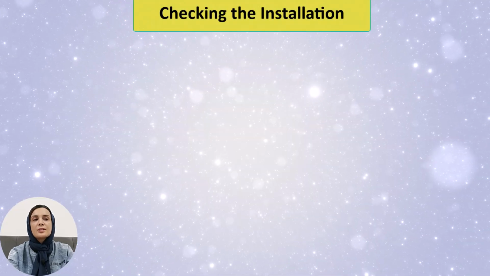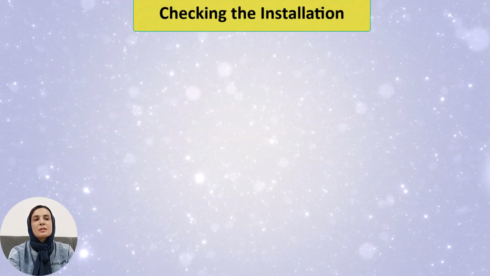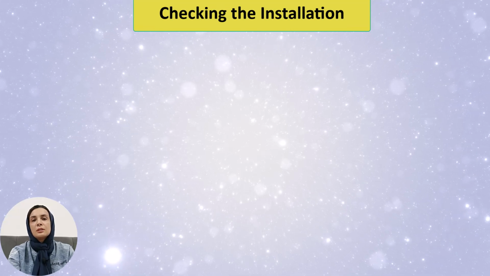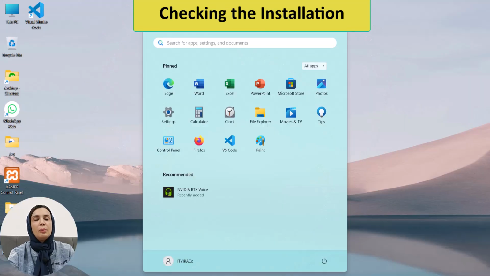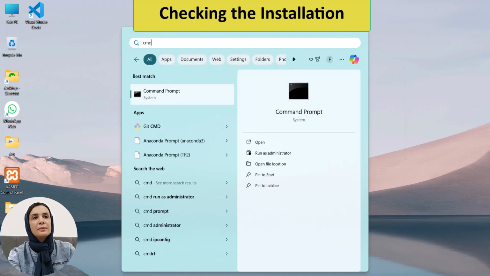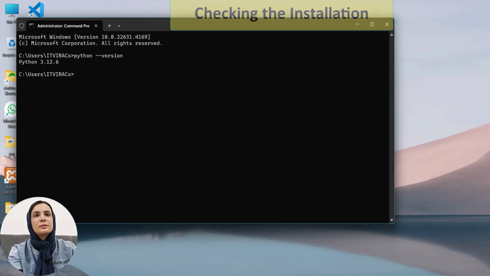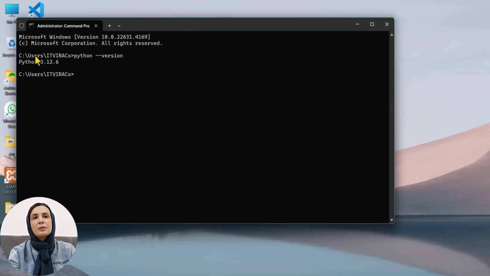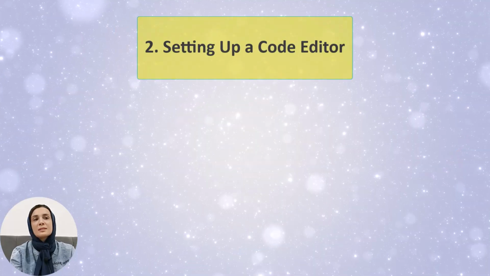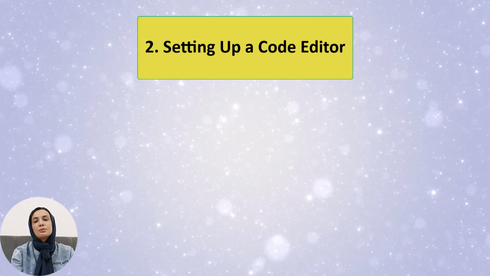After installation, we check if Python is installed correctly. To check, open the cmd, the command prompt, type python --version and press enter. If you see Python and a version number, you are all set. Great. Next step, we need a place to write our code.